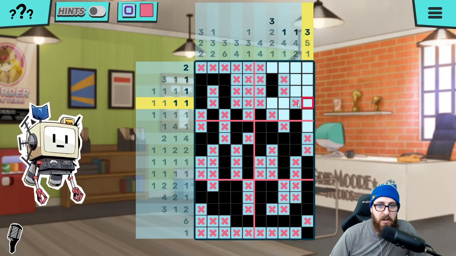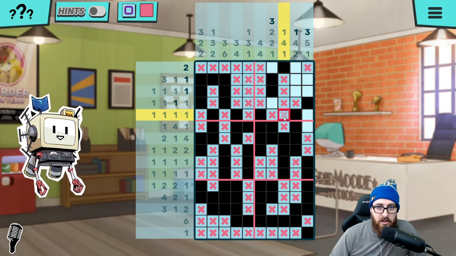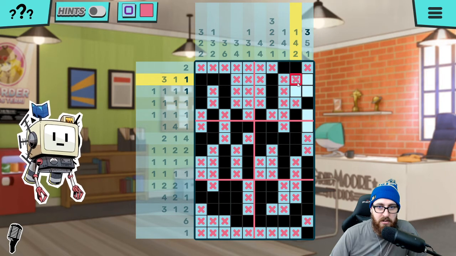1 has to go up here. 1 has to go here, so we know that's there. So that can't be a thing. So that has to be a thing. So that row's done. That gives us our 1 there. Gives us the 3. Gives us the 2. Marks here.